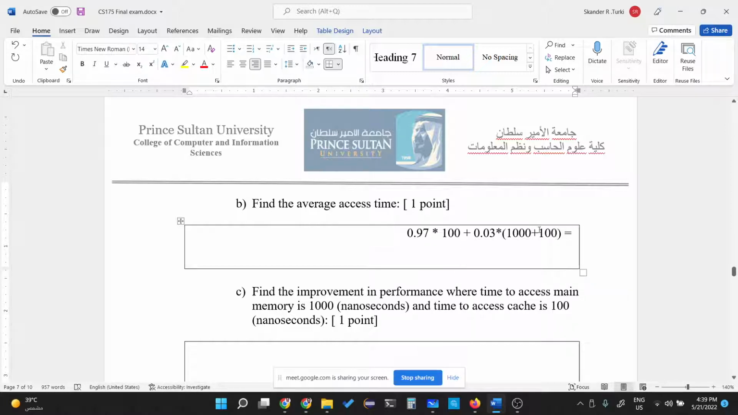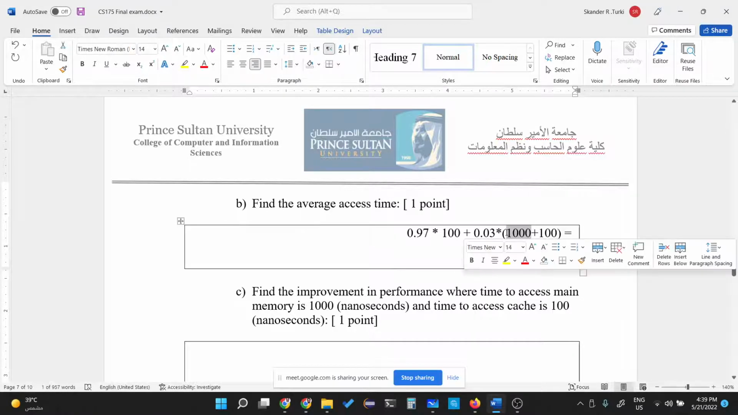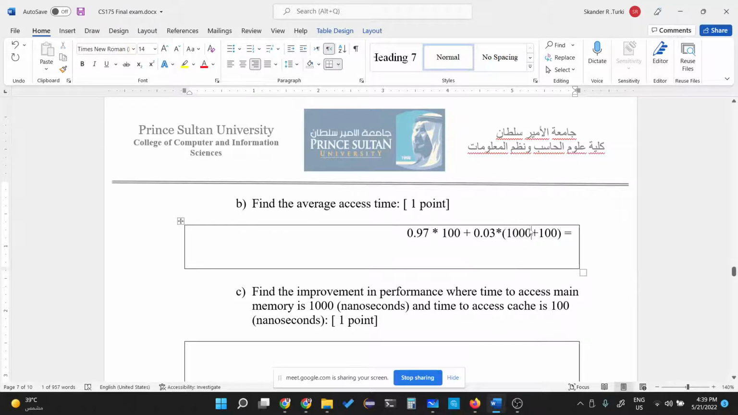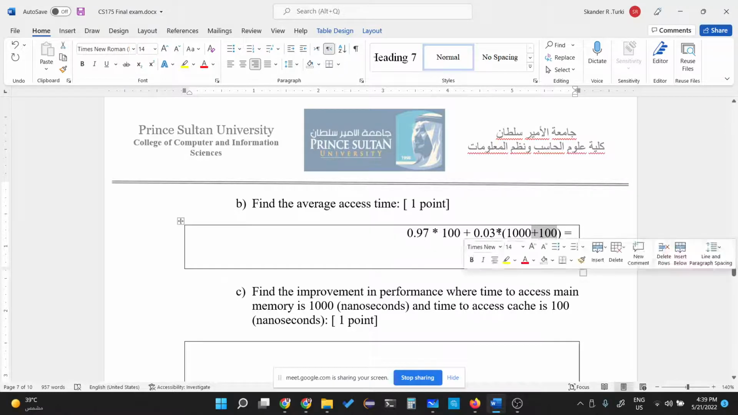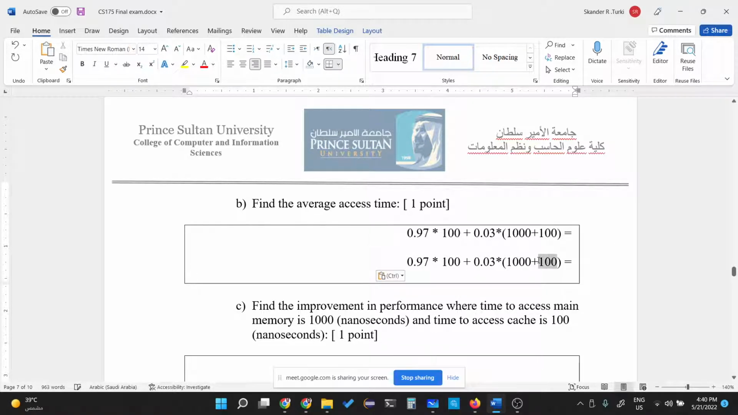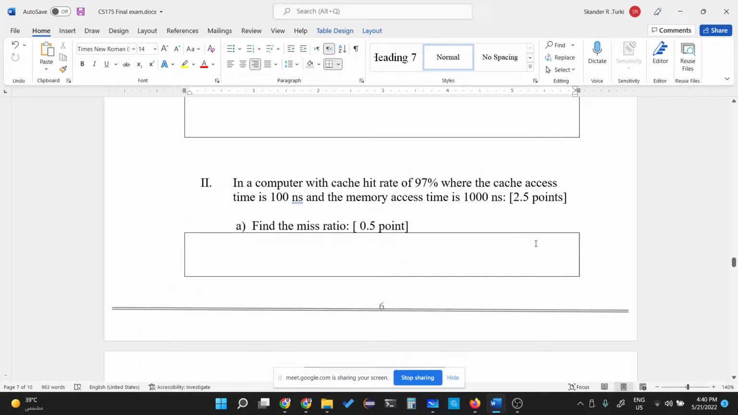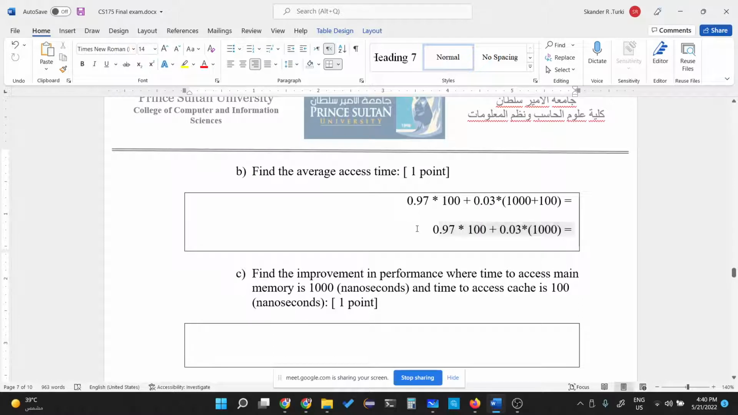Yes, so there are two policies. If we access memory directly when we don't find it in cache, you just add 1000. But if we have to access it in memory, load it into cache, and then access it from cache, you have to add both, 1000 plus 100, in this situation. Is it clear? So we will have two formulas: the first one is this, the second one without the 100. It depends on the architecture. Here it doesn't tell you, so just use the second one.